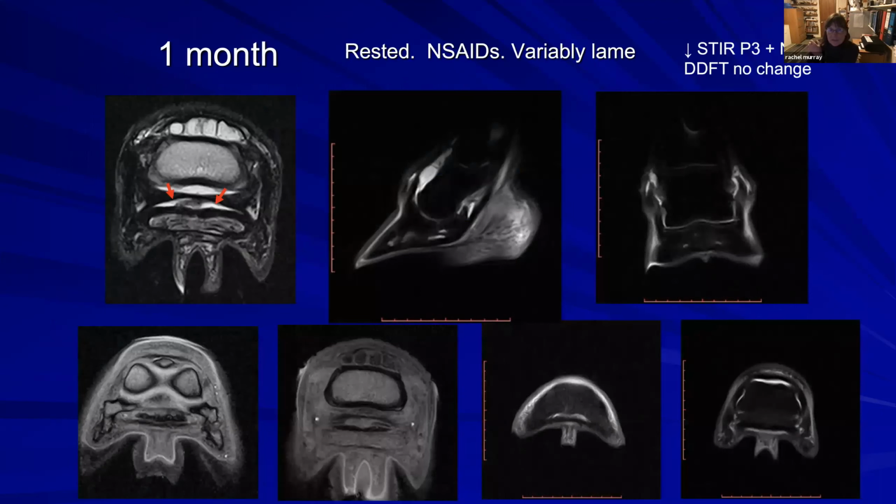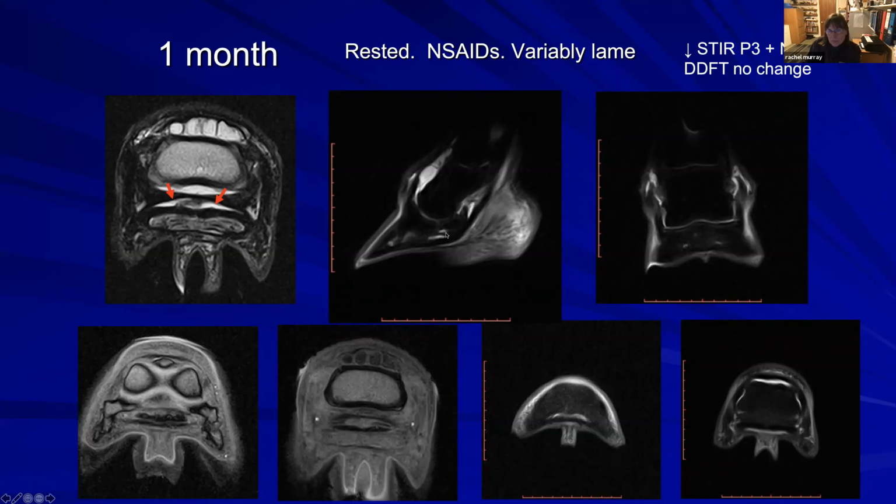And we can see at this stage, it had been rested, non-steroidals. The horse was more comfortable than it was, but variably lame. We can see a more defined lesion here on the dorsal aspect of the deep digital flexor tendon with soft tissue accumulation adjacent to it, which was less clear before. A small focal area here, which again on the T1 is more obvious. We can see this horse has improved clinically.